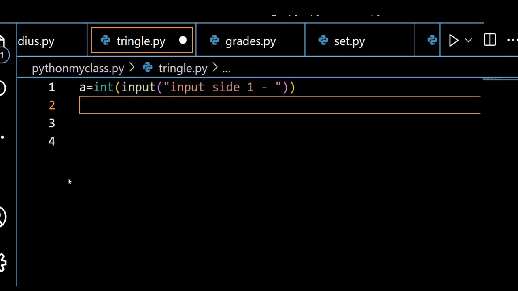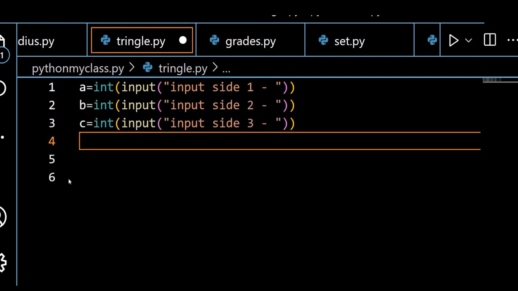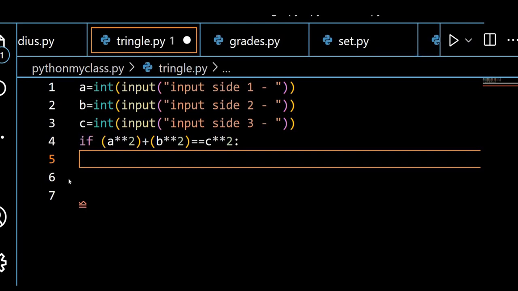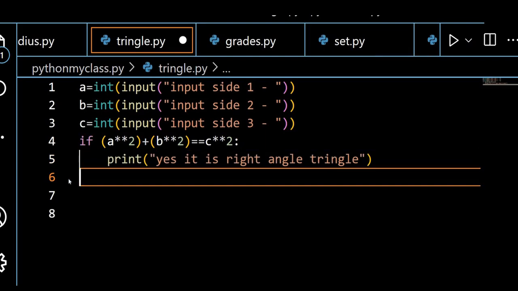To make this program, I have taken three variables A, B and C, where I'll be storing the sides of the triangle, side 1, 2 and 3. Then I have put in a condition. The condition says if a square plus b square is equal to c square, then we print yes, it is a right angle triangle. As per the Pythagoras theorem, if the sum of the squares of two sides is equal to the square of the third side, then it is a right angle triangle. So as per the Pythagoras theorem, I have made this program.